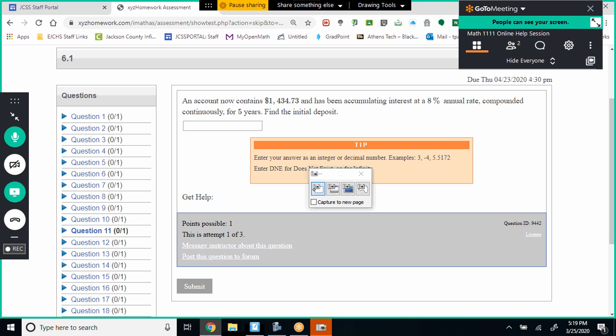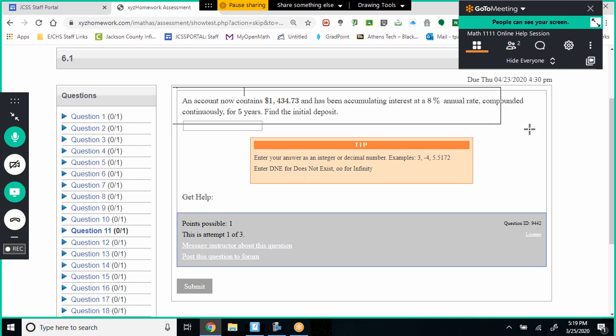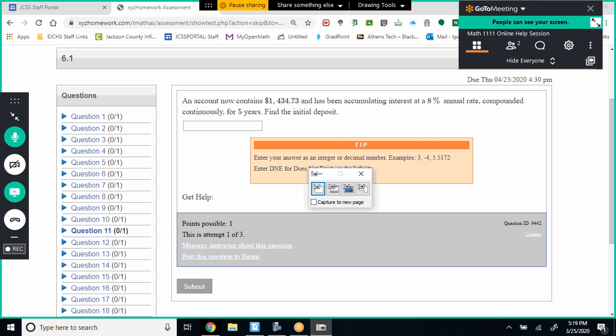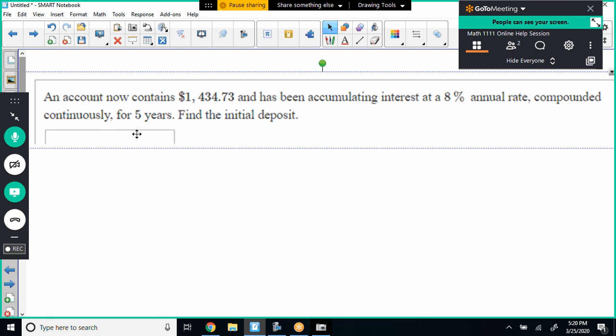All right. So if we look at this, for an exponential, an account contains $1,434.73 and has been accumulating interest at an 8% annual rate, compounded continuously for 5 years. Find the initial deposit. Well, it's A equals PERT. A equals principal times E raised to RT.